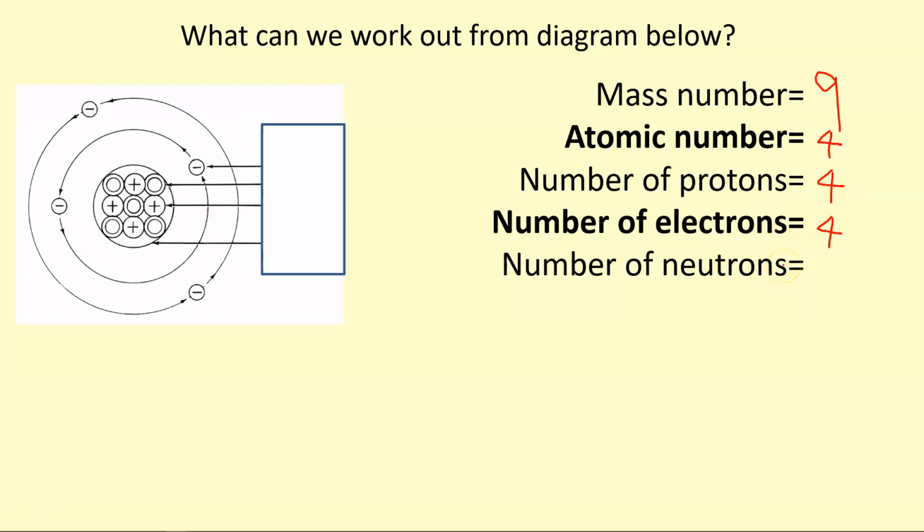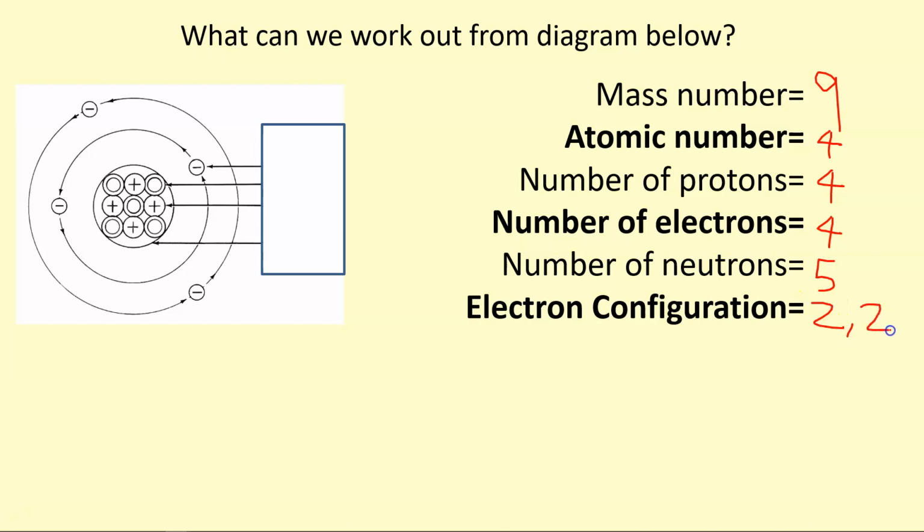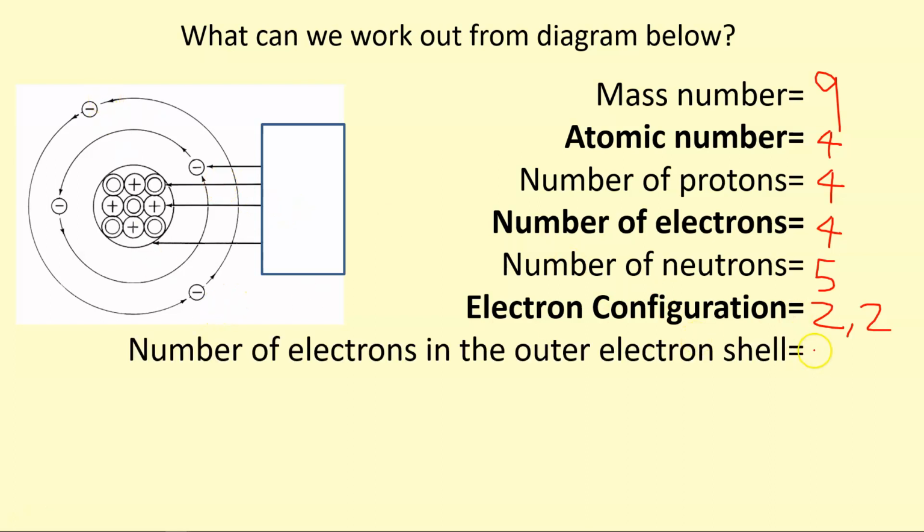The number of neutrons is going to be the things with no charge, which are found in the center, and the diagram has 5 of those, so 5 neutrons. The electron configuration is how are the electrons arranged in the atom. 2 in the first shell, 2 in the second shell. In the outer shell, we could look at how many electrons there are, and it's 2, so this must be found in group 2 of the periodic table.